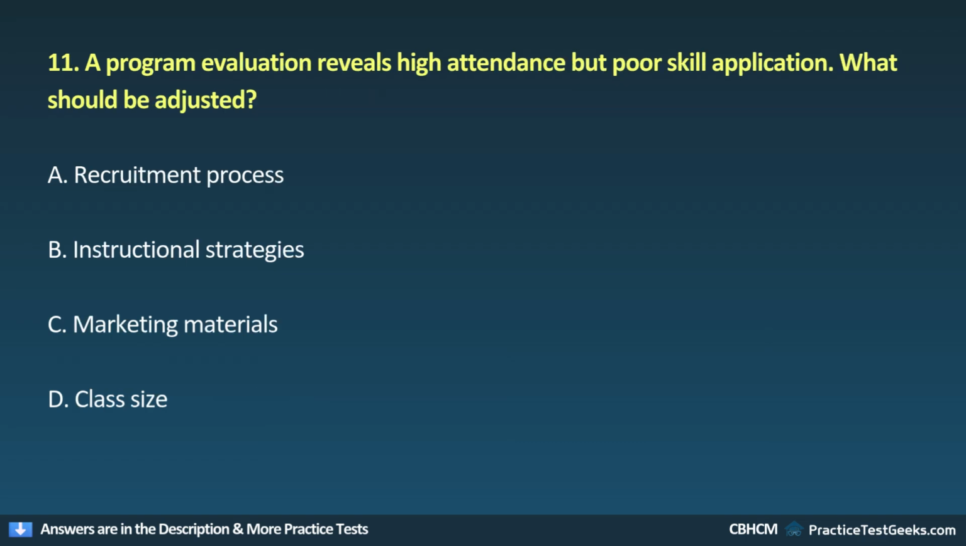11. A program evaluation reveals high attendance but poor skill application. What should be adjusted? A. Recruitment process. B. Instructional strategies. C. Marketing materials. D. Class size.